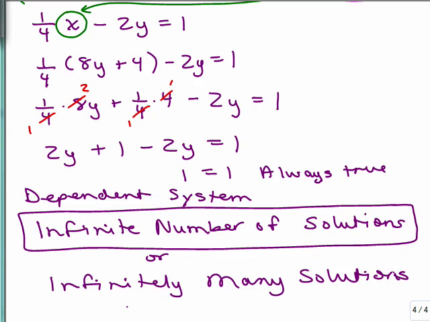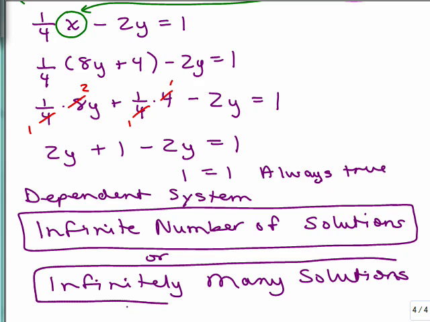So these last two examples were the special cases where you either come up with a false statement, which means there are no solutions, or you come up with a true statement, which means it's a dependent system.